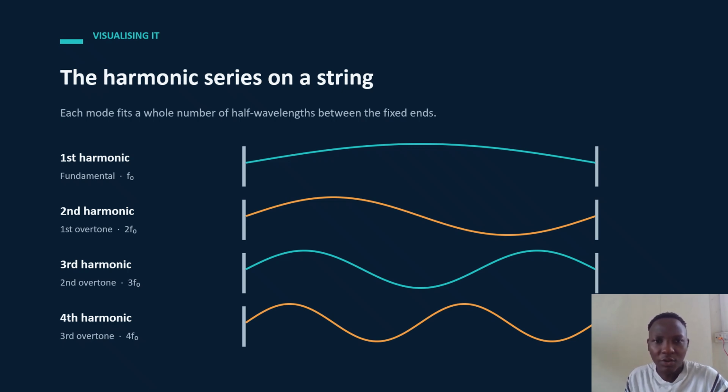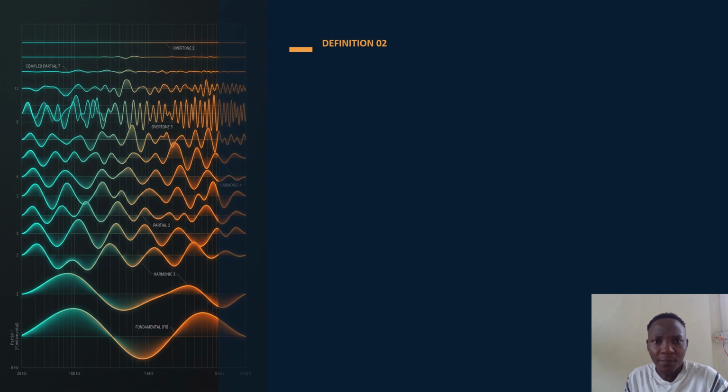As you can see, the harmonic series on a string: each mode fits a whole number of half wavelengths between the fixed ends, as we've seen with the first harmonic, the second harmonic, the third harmonic, and the fourth harmonic. So here we have the overtone. An overtone, by definition, is any frequency higher than the fundamental frequency of a sound.